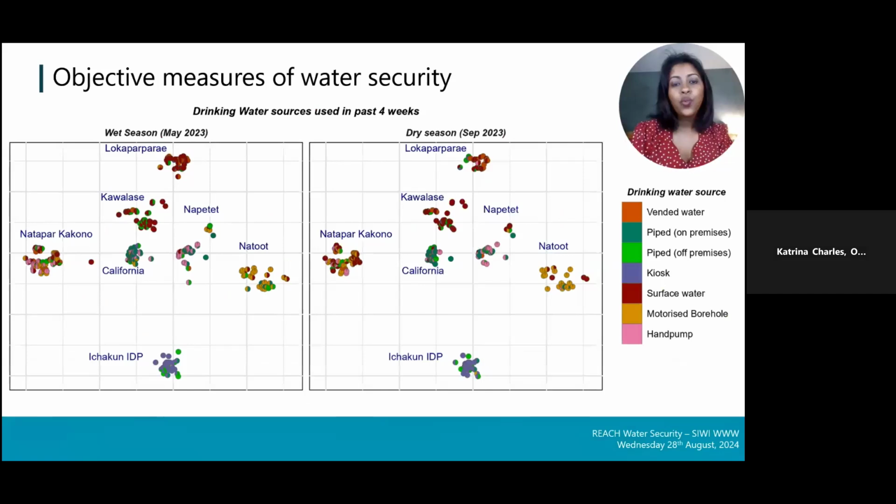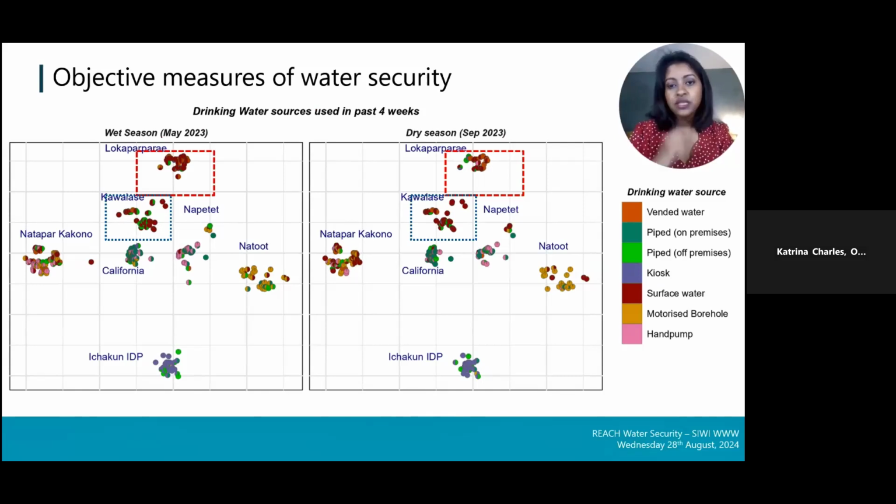When we look at the water sources used by households over the past 4 weeks, we can see that the decrease in scores can partially be explained by the fact that households in Lokaparpare shifted to vended water because of installation of new water tanks in this area. And although technically it was the dry season, there was a bit of rainfall in the weeks prior to the survey. And so some households in Kawalase, in fact, could now get water from the river instead of going to the town to fetch water.